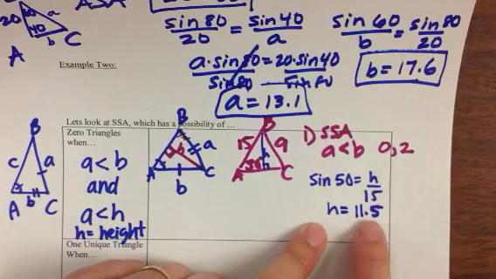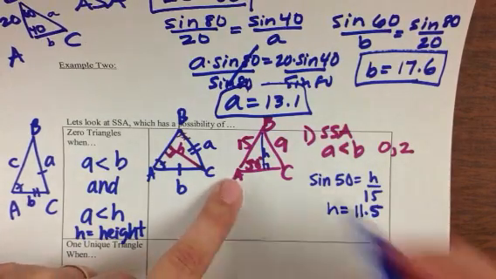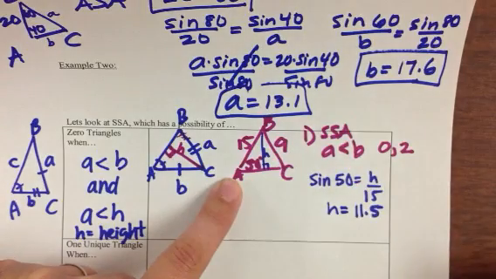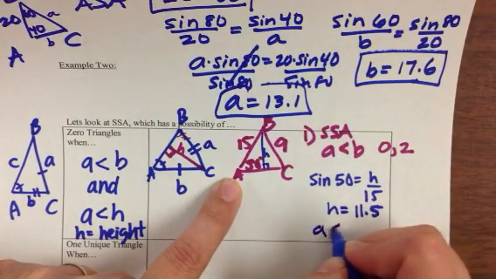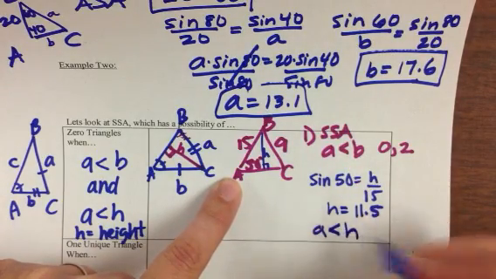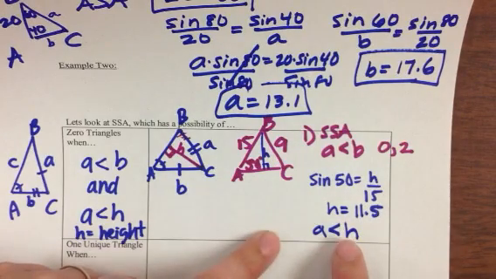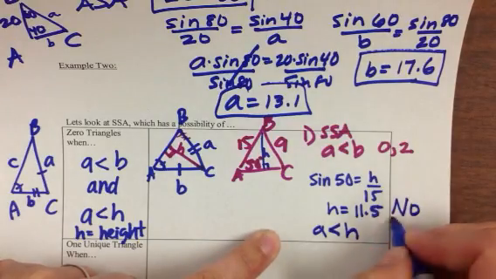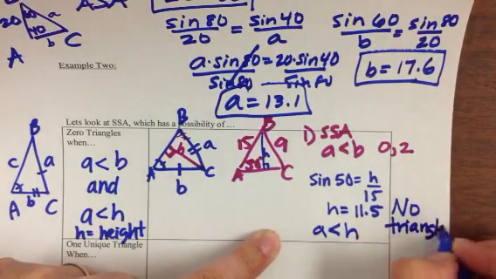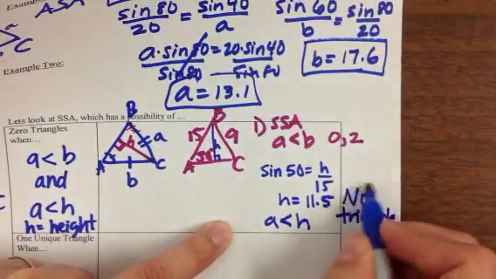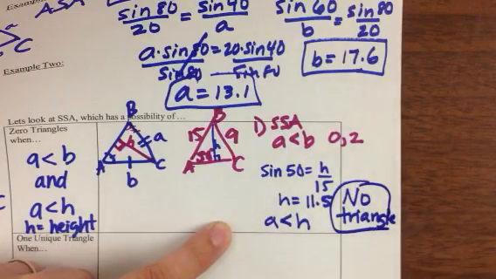So here, if the height is approximately 11.5, and I look at my a, which was 9, my a is smaller than my height, so I can't have a triangle. This is not possible. So no triangle is possible, and I'm done with the problem because I can't even solve for it because there's not even a triangle.